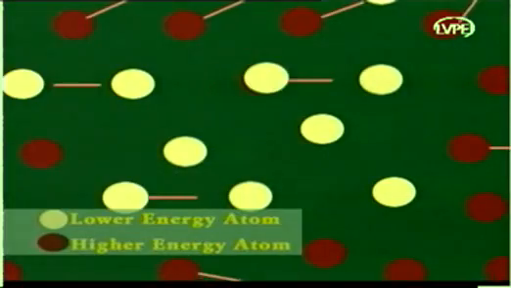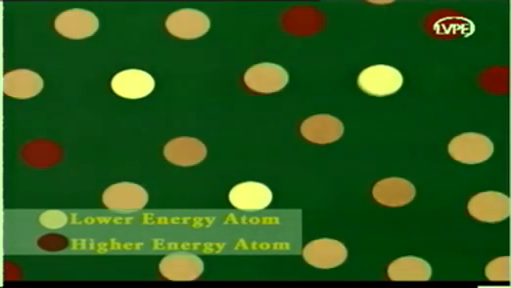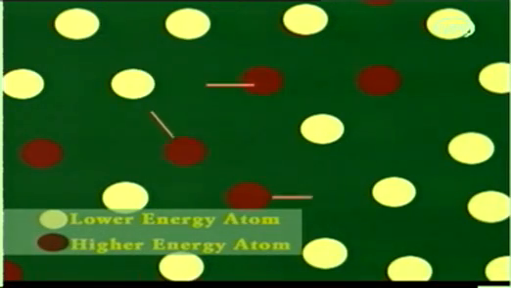The two photons that are in phase now stimulate nearby atoms which are already in an excited state, setting off a chain reaction of stimulated emission and creating a laser.